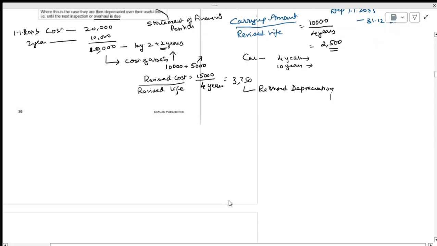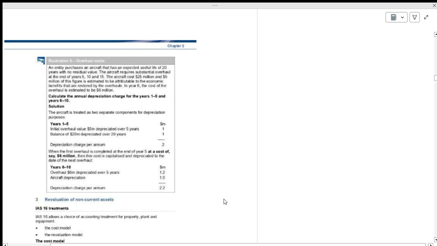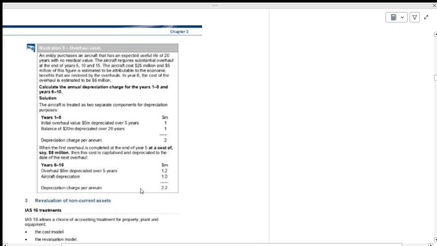Yes, doctor. Okay, next. A little bit more interesting, okay? Now, an entity purchased an aircraft. What is the life? They mentioned the life: 20 years. There is no residual value. Residual value is 0. Let us divide the sentence. This is the first sentence.